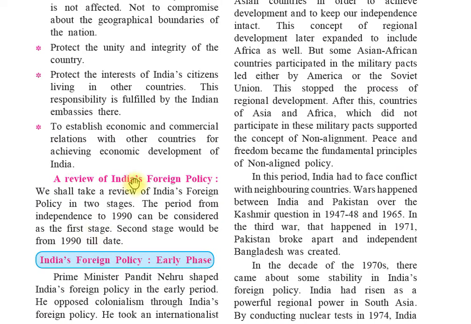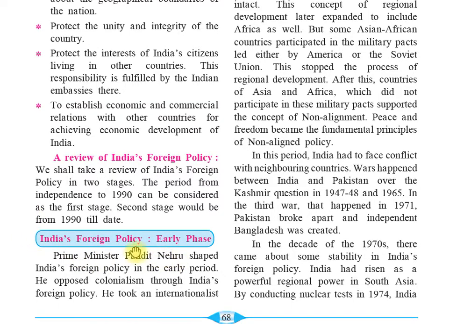Now, a review of India's foreign policy. We shall take a review of India's foreign policy in two stages. The period from independence to 1990 can be considered the first stage, and the second stage would be from 1990 till date. Now see here, India's foreign policy, early phase. In the early phase, Prime Minister Pandit Nehru shaped India's foreign policy.